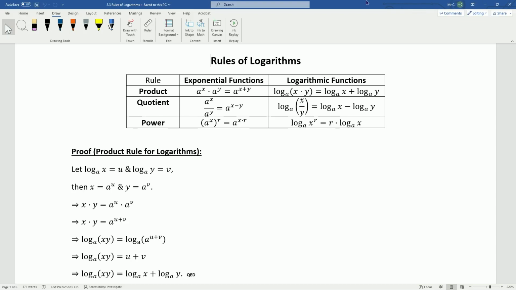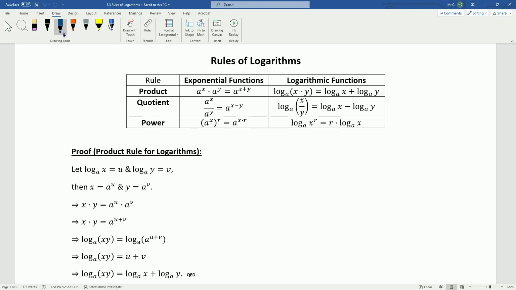So in particular, the rules we're going to primarily talk about in this section are the product, quotient, and power rules for logarithms. And these are the natural analogs of the rules for exponential functions.